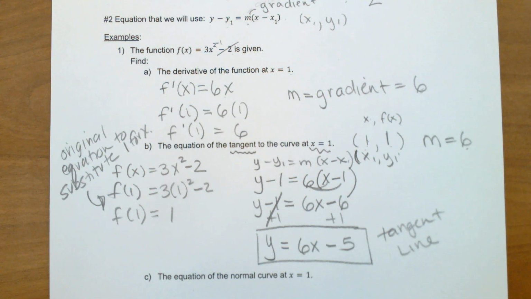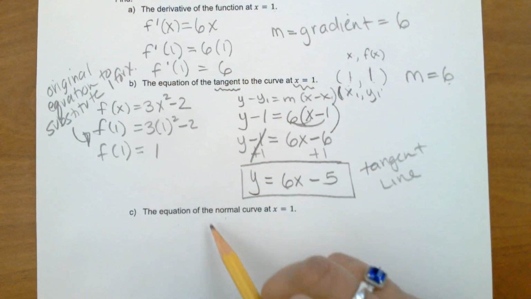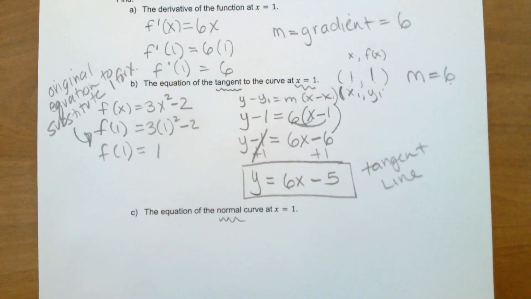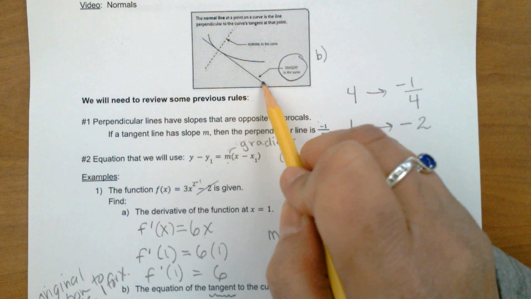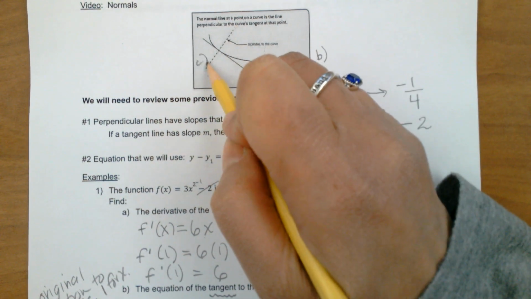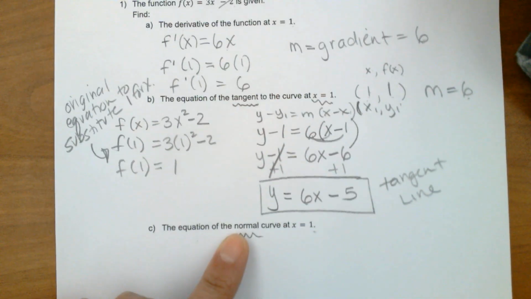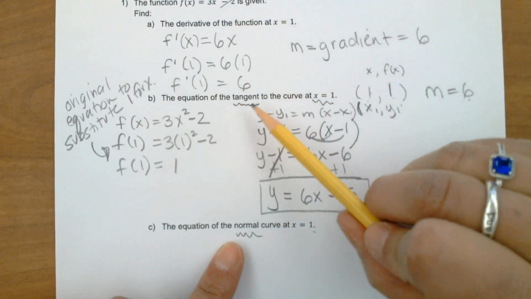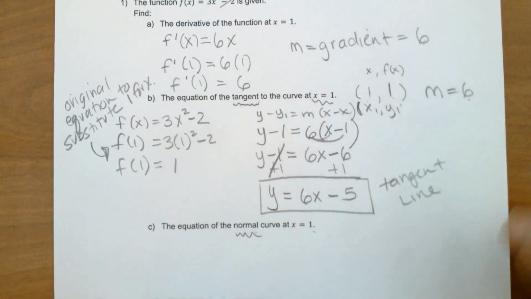What do we have to do next? All right, next we have to find the equation of the normal to the curve at x equals 1. So now we have to go back, and we're now finding the dotted line equation. We found this one, y equals 6x minus 5. Now we have to do the dotted one. So that's part C. So when you're doing your problems, you have to look to see if it's asking you for the tangent one or the normal one and line it up to which work you need to do.